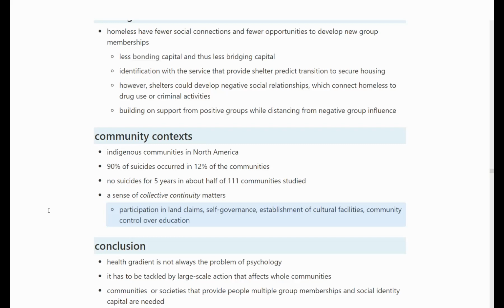And when people experience collective community in their group, they can experience higher self-esteem and better well-being. And in these high collective continuity communities, people actually do not commit suicide. So how community involvement in activities for collective continuity helps people in the community to stay healthy.